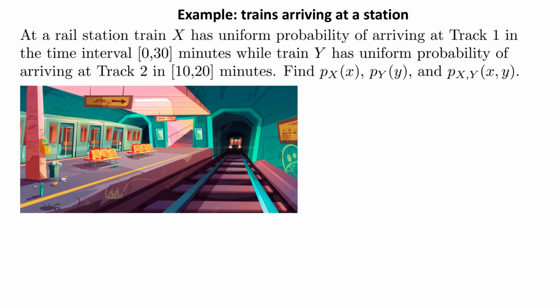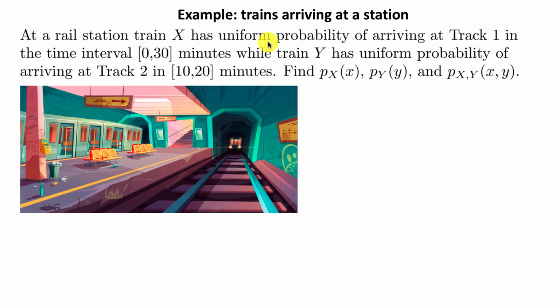In both the examples that I just worked out for you, the joint probability distribution function was given. It was not derived. But we can sometimes derive this joint probability distribution function. Let's take the example, therefore, of trains arriving at a station at which two trains can arrive. We will associate the random variable x with one train and the random variable y with the other train.